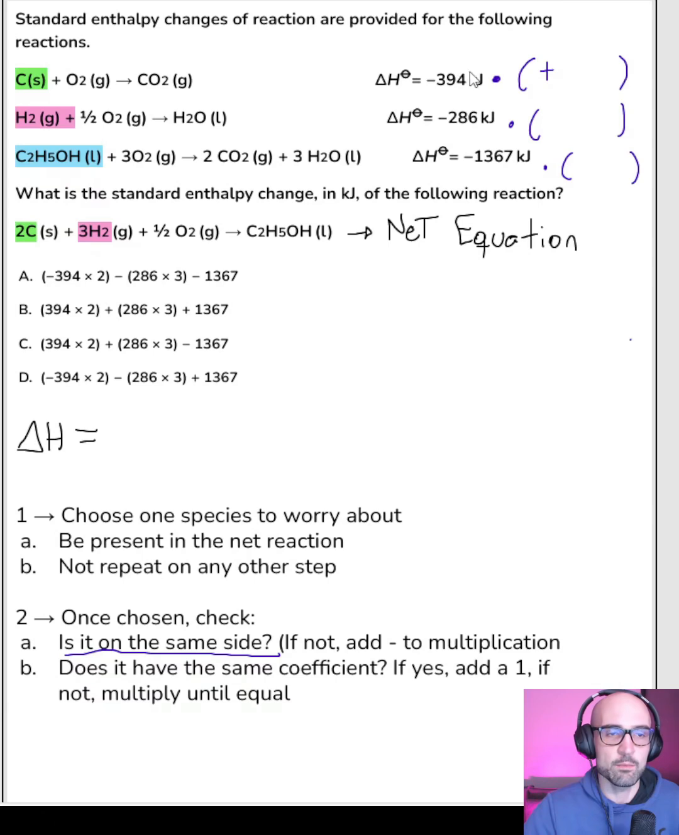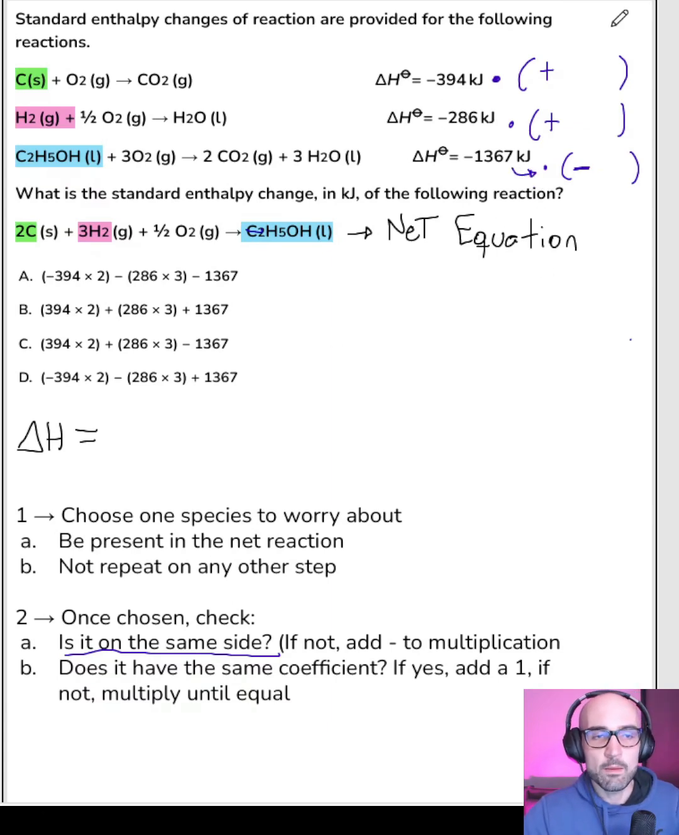We're not going to change this sign because we're multiplying by a positive number. Second step, hydrogen is also a reactant. It is not a product. It is a reactant on both step 2 and the net equation. So let's put a positive sign here too. What about ethanol though? Ethanol is a reactant on step 3, and it's a product. Ethanol is a product. Sorry about that. Ethanol is a product of our net equation. So since they're on opposite sides, we're going to add a negative number here. We're going to be multiplying this by a negative number, okay?